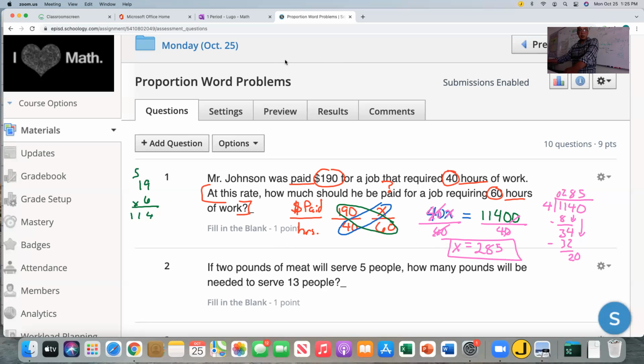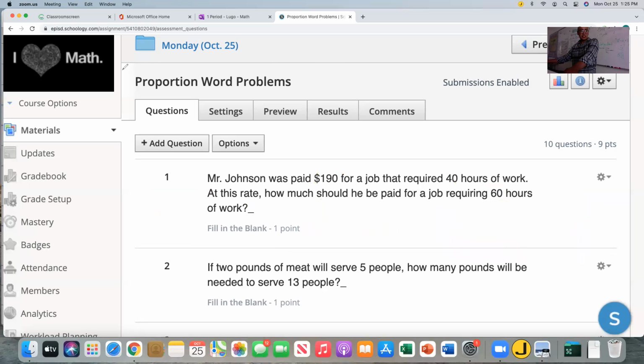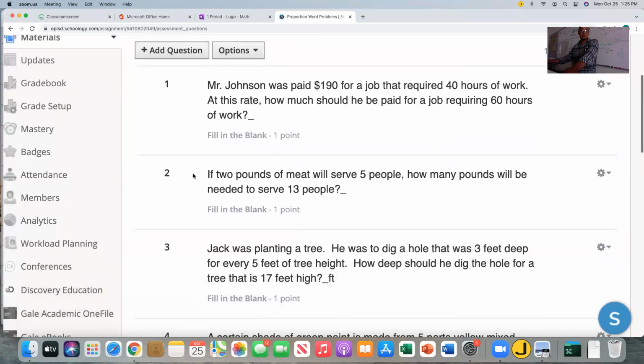Okay, by way of example, let's look at the next one. Let us look at the next one, and then we'll work out some of these other ones. Number 2, if 2 pounds of meat serve 5 people, how many pounds, we don't know the pounds, how many pounds will be needed to serve 13 people?